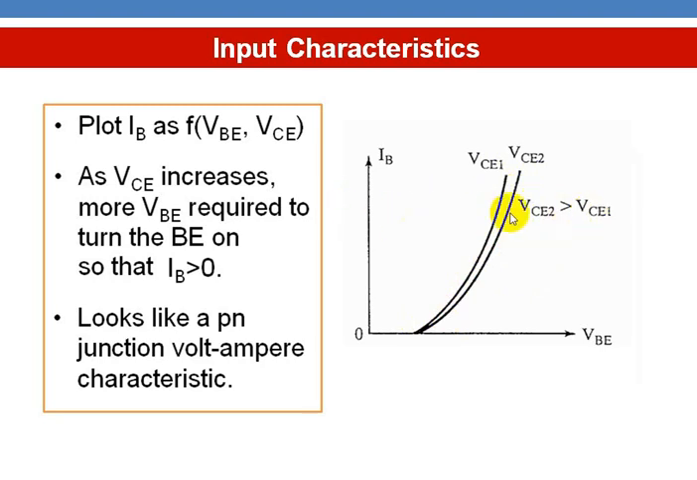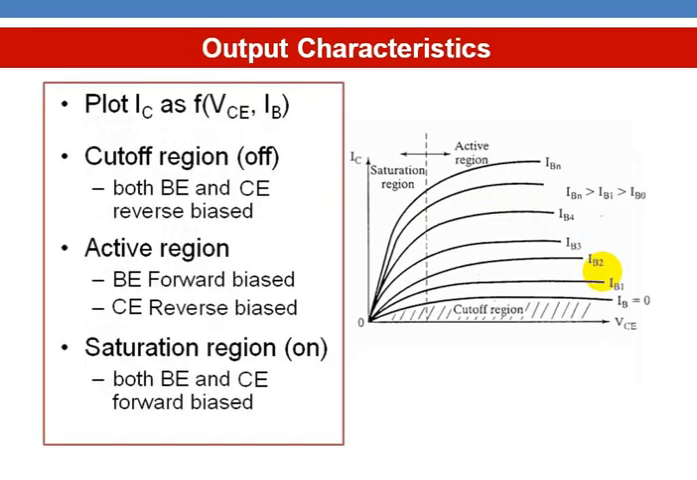From this curve, if you draw a horizontal line like this, when VCE is increased, you can say that more VBE is required to produce the same base current. For this curve it is less, and for this curve it is more. So as VCE increases, more base voltage is required to establish current in the base terminal.